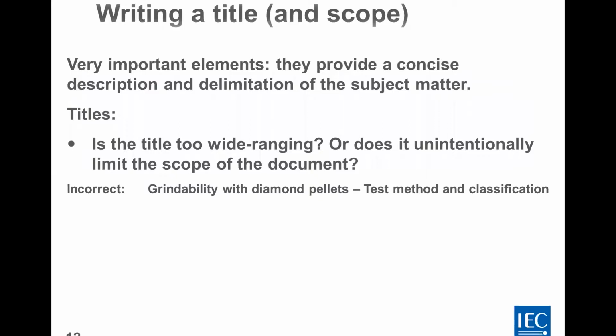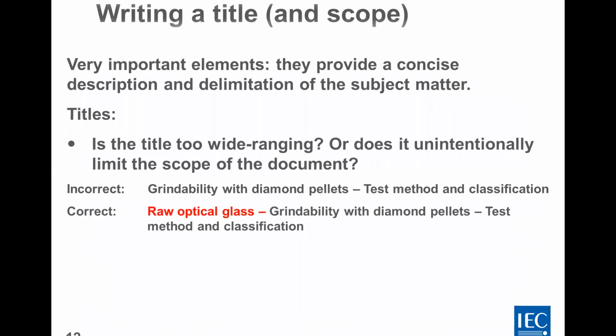So we have a title here, which is "Grindability with Diamond Pellets, Test Method and Classification." What's wrong with that title? If you look at it and think about it, we've written a standard about grindability with diamond pellets. Well, what are we grinding? Are we grinding, I don't know, windows? Are we grinding doors? Are we grinding the floor? We don't know what we're grinding with a title like this. So we have to bring in a little bit more detail. As this was corrected, and again, this is a real-world example: "Raw optical glass, grindability with diamond pellets, test method and classification." We now know what we are grinding with our diamond pellets. So that hopefully is of use to the user.